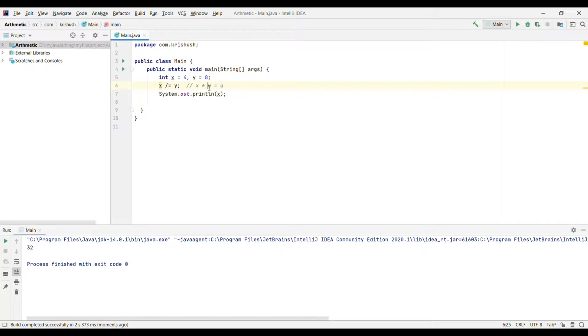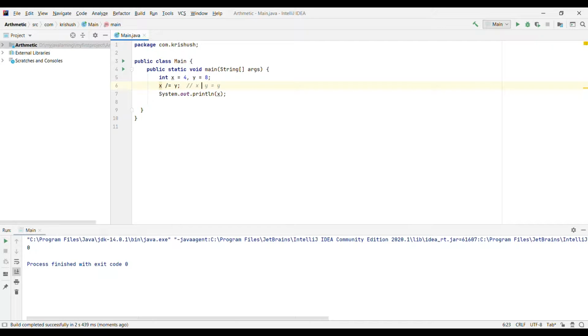Now it's time for divide. What do you think the output will be? Write fast in the comment section what you are thinking. Have you written it or not? The output is 0, because dividing x, which is 4, by 8 gives 0 in integer division, that is why the output is 0.